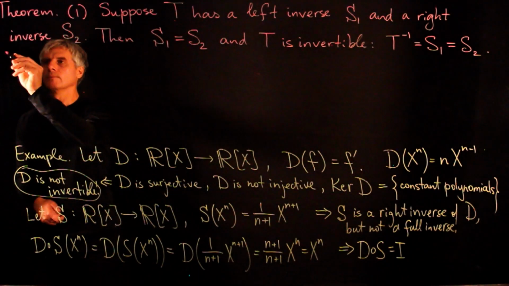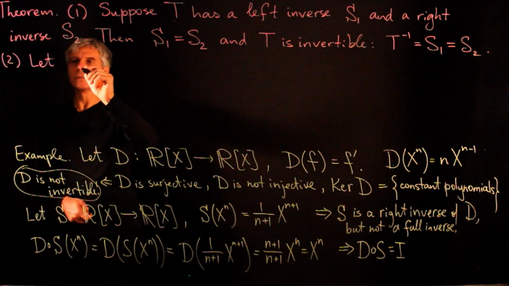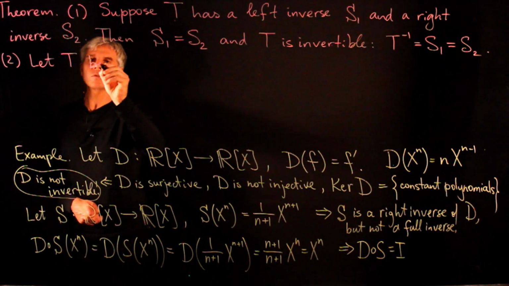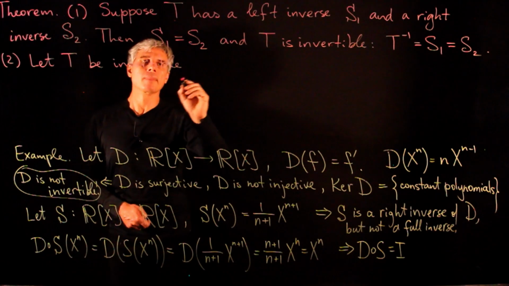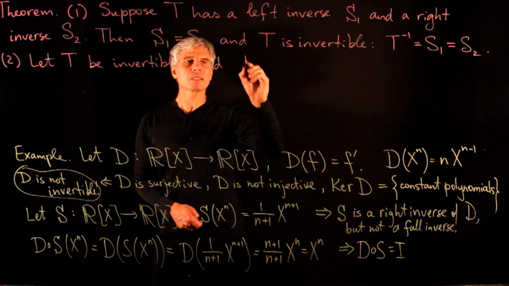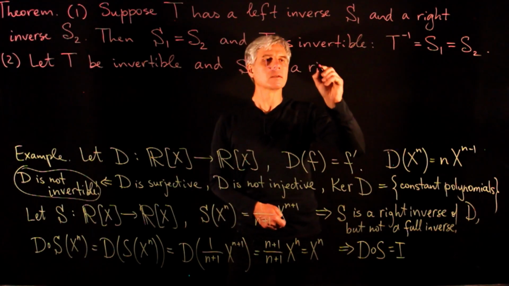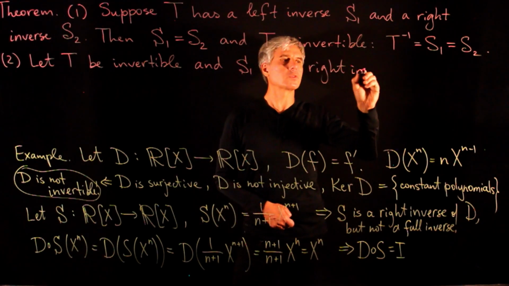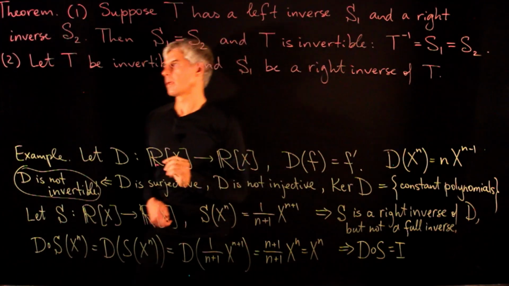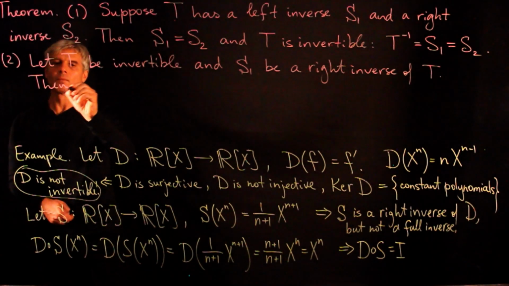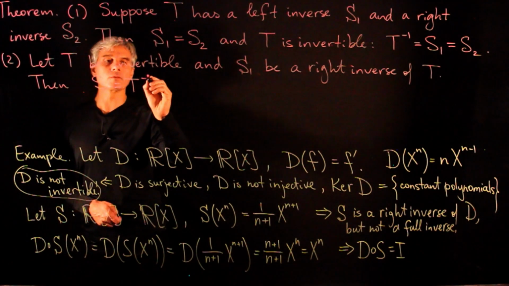So part 2. Let T be invertible and S1 be a right inverse of T. Then S1 is the full inverse of T.